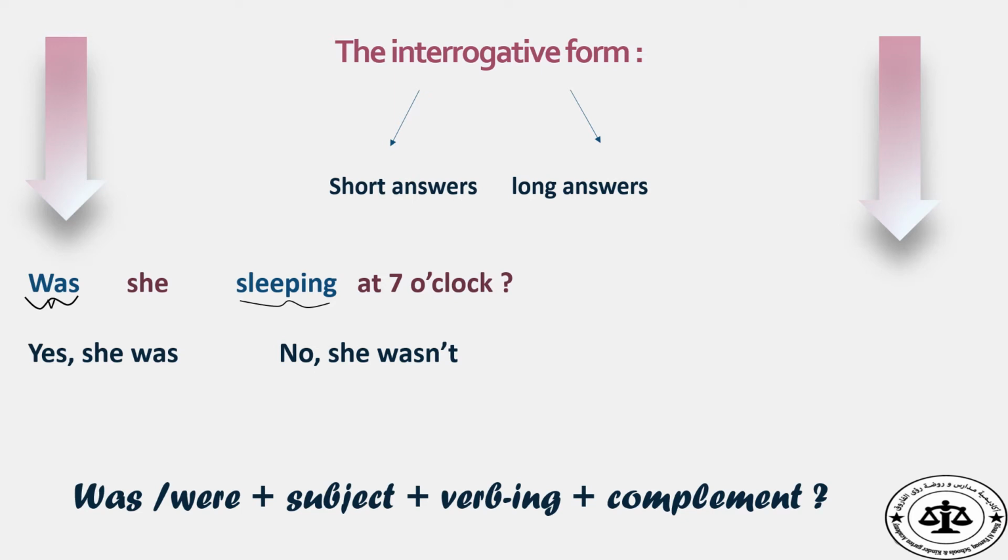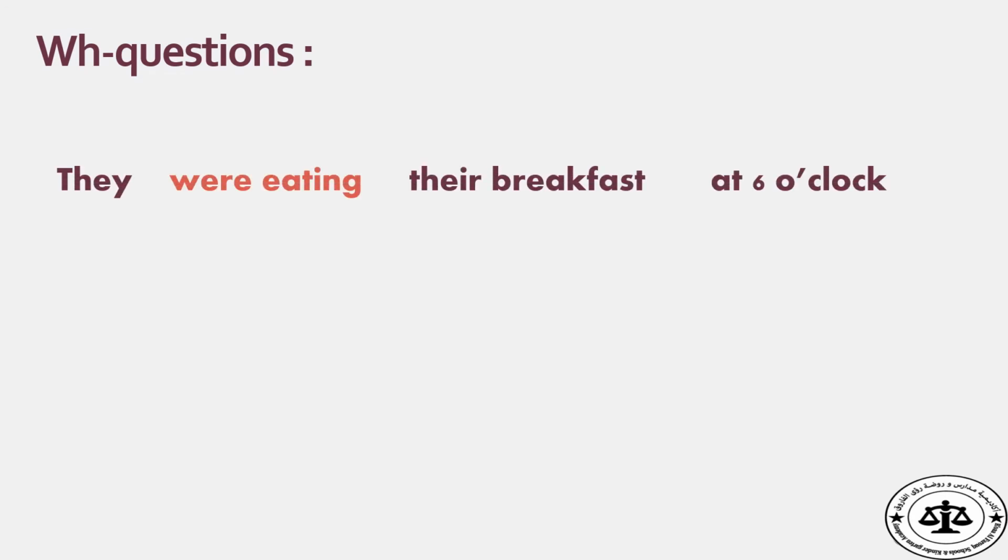What about the long questions? The second form of the questions, look at this sentence. They were eating their breakfast at 6 o'clock. Let's make their breakfast as an answer. We have to start by using the correct WH word. What do you think? Excellent, this is what. After what, we have to use the helping verb. What is the helping verb in this sentence? This is were. Excellent. What were?